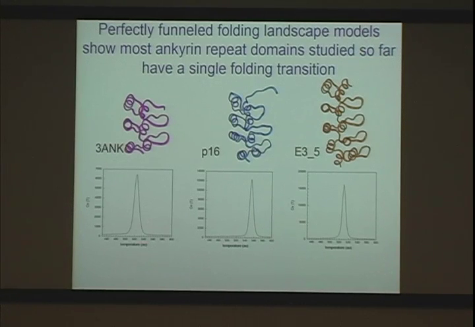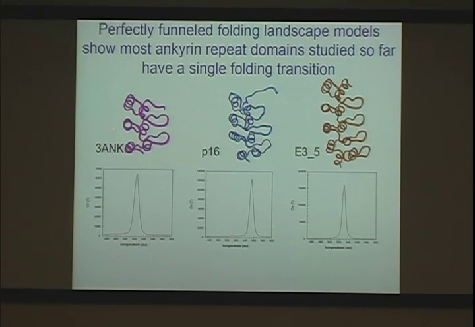So we first did perfectly funneled folding landscape models, or Go simulations, which have already been introduced. Thank you very much to all the people who talked about Go today, Carol and Benoit. So we did a bunch of different Ankyrin repeat proteins, and we just did a bunch of trajectories. Again, what we're looking at here is just an energy function based on the native contacts that are observed in the final crystal structure of the native state, and seeing how those contacts form along a trajectory.